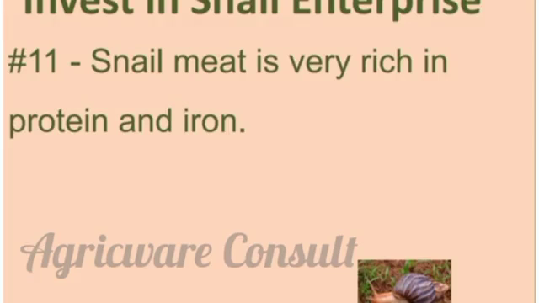The 11th reason why you should go into snail production is that snail meat is very rich in protein and iron. Snail meat is very rich in protein and iron. This makes it widely acceptable, and it does not have any form of fat. So it makes snail widely acceptable as a source of protein for a number of people.